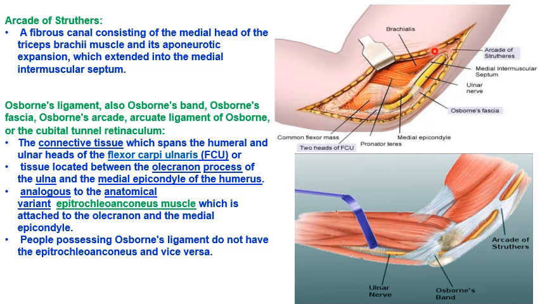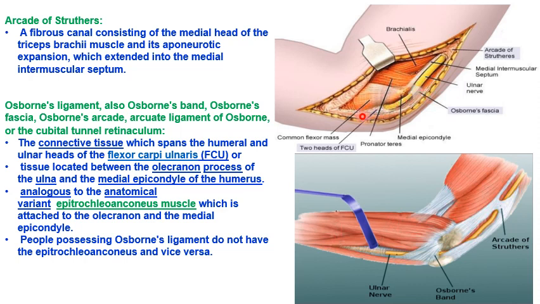So that forms the arcade of Struthers, which can cause compression of the ulnar nerve if there is fibrosis of this fascia, the arcade of Struthers, or the Osborne's fascia.